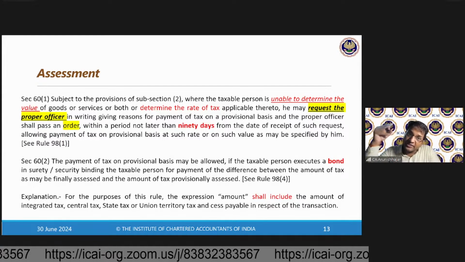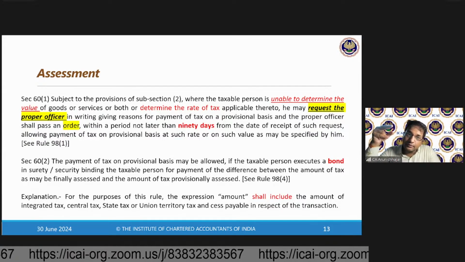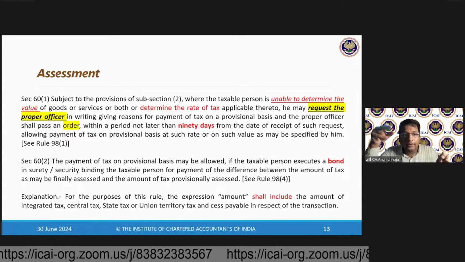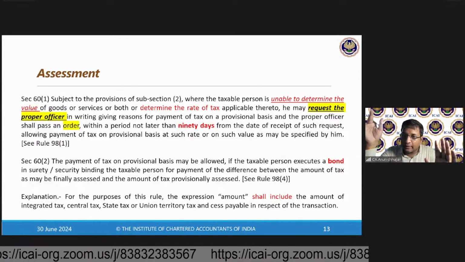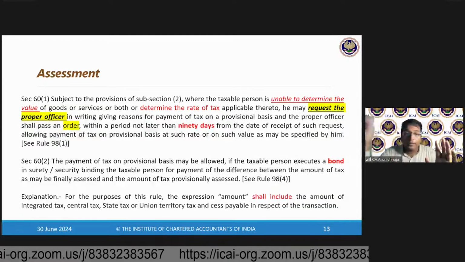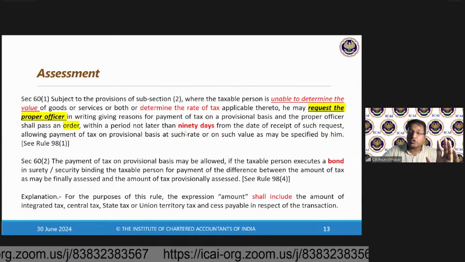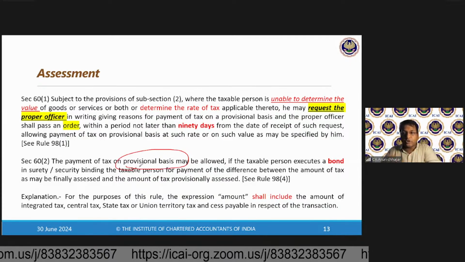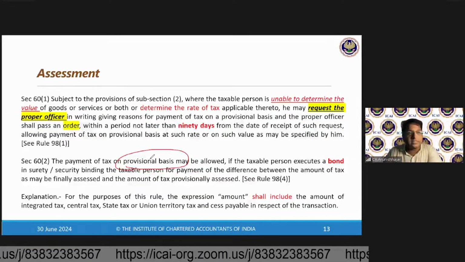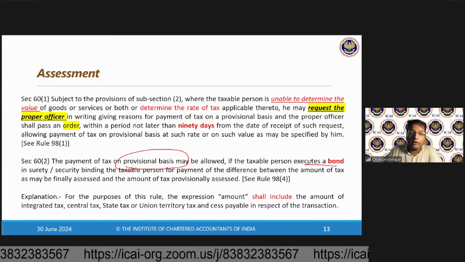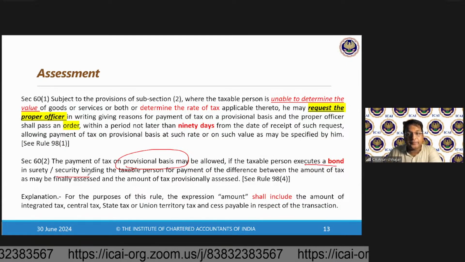If I'm going for the provisional assessment, then these requests would be made and the order has to be passed within a period of 90 days, but this 90 days can be further extended. The order will give some sort of the taxes, that this is the rate of the taxes or this is the value. Then I have to furnish the bond or security or surety.